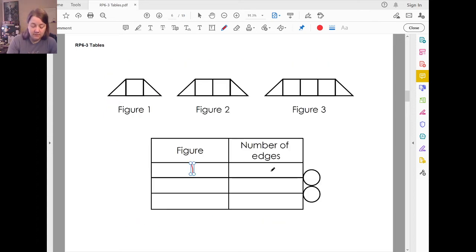So we can put that right here. Now we want to know how many for figure 2 and figure 3. Go ahead, pause the video, and when you come back, let me know what you got. Welcome back! Let's take a look. Figure 2 has 8 and figure 3 has 10. So they're still changing by 2 every time.